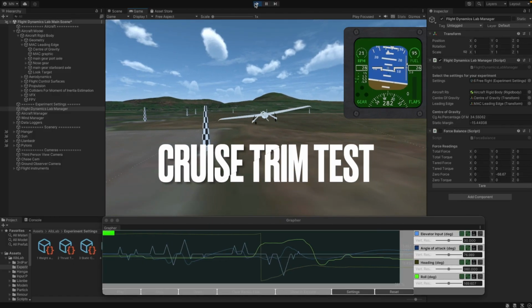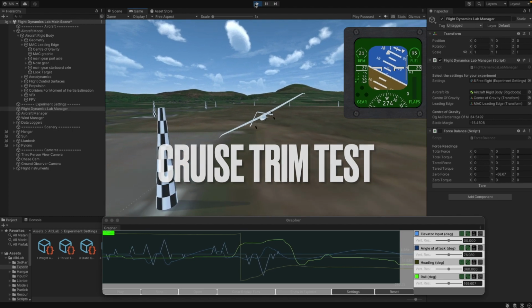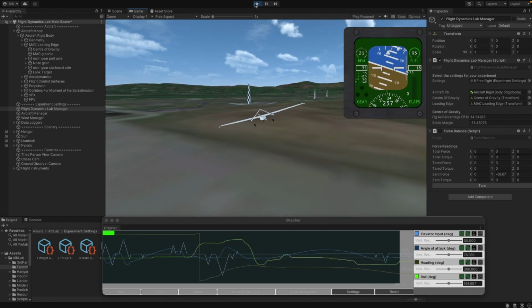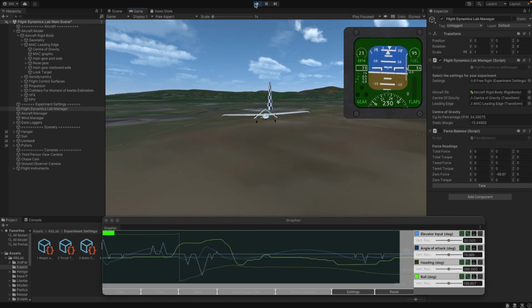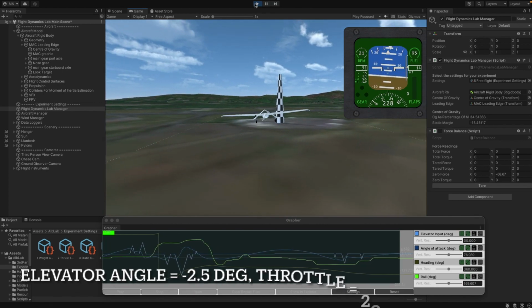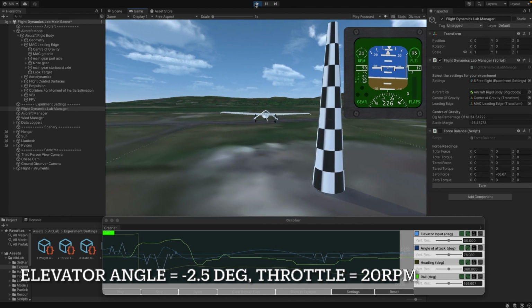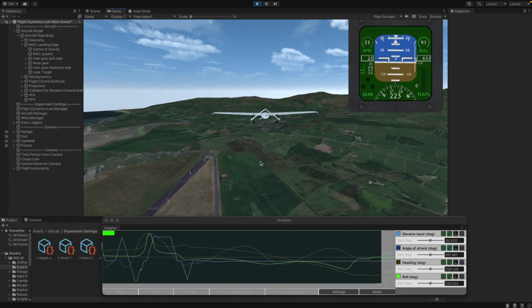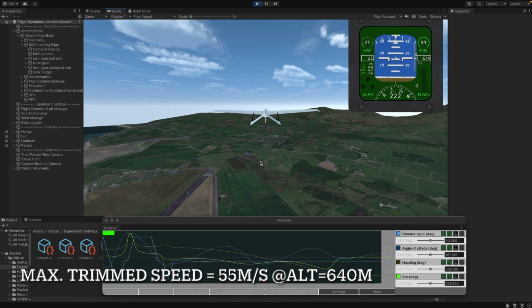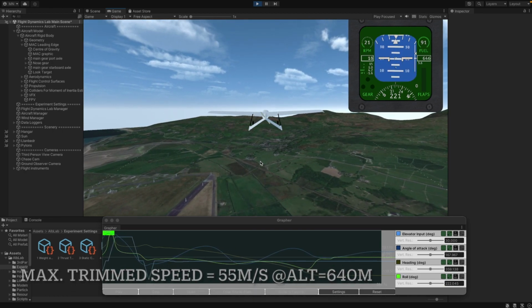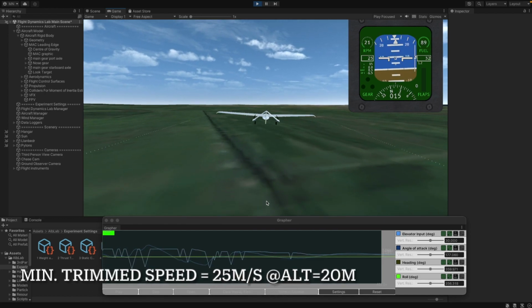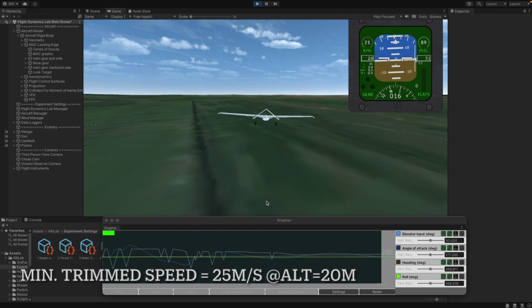The cruise trim test was conducted to identify the elevator trim setting and throttle setting required to achieve steady level flight at a cruise speed of 20 meters per second. It was found that the required elevator trim setting was negative 2.5 degrees and the required throttle setting was around 20 rpm. Finally, the maximum trim level flight speed was determined to be around 55 meters per second at an altitude of 640 meters. The minimum trim flight speed was around 25 meters per second at an altitude of approximately 20 meters.